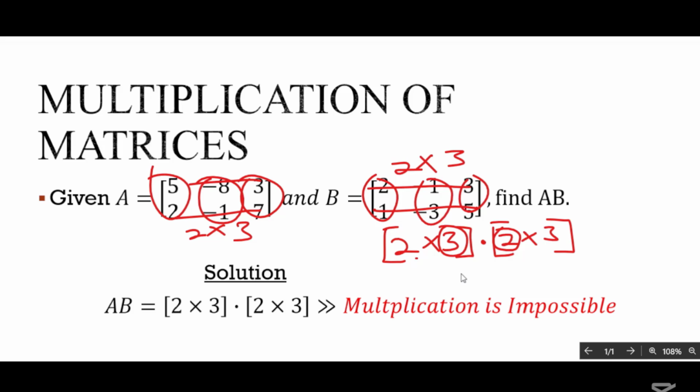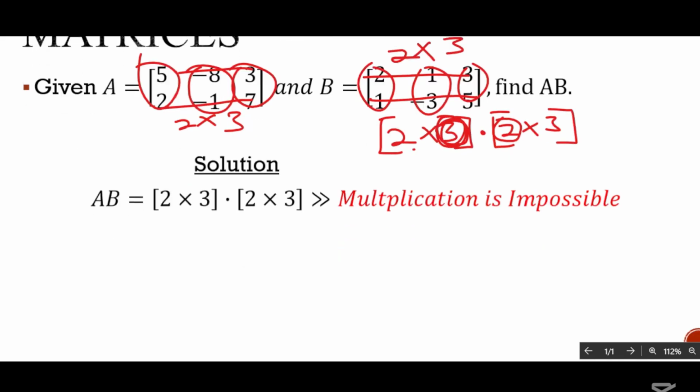So the multiplication becomes impossible when we spot that the number of columns of the first matrix is not the same as the number of rows of the second matrix. Then it means that the matrices are impossible to be multiplied.